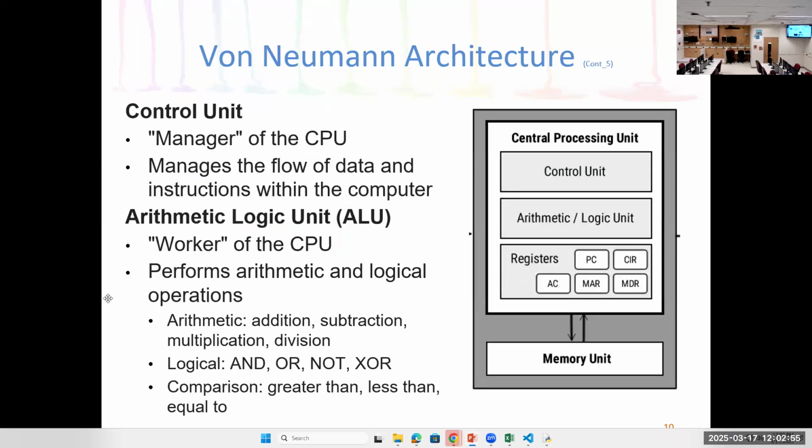For the control unit, that is the manager. That is the manager to tell you what to do here, right? That is the manager of the CPU, and it manages the flow of data and instructions between the computer components.